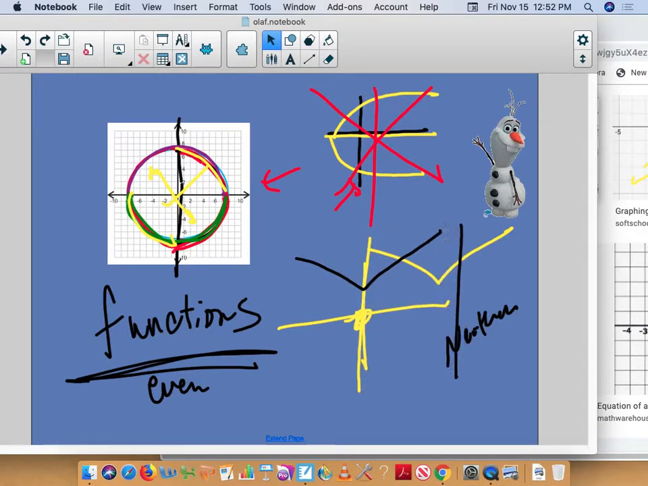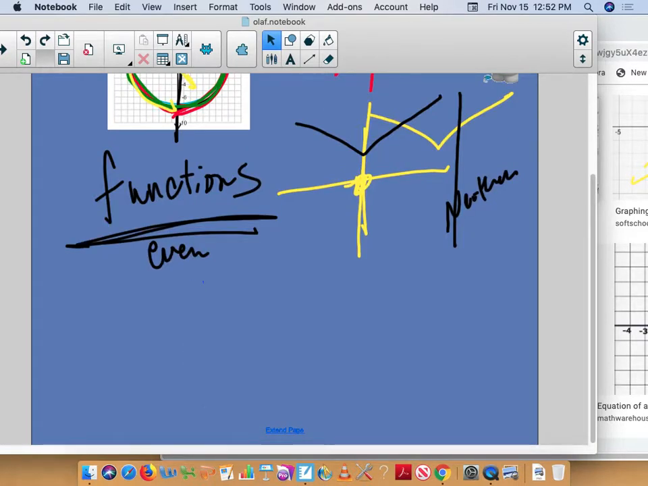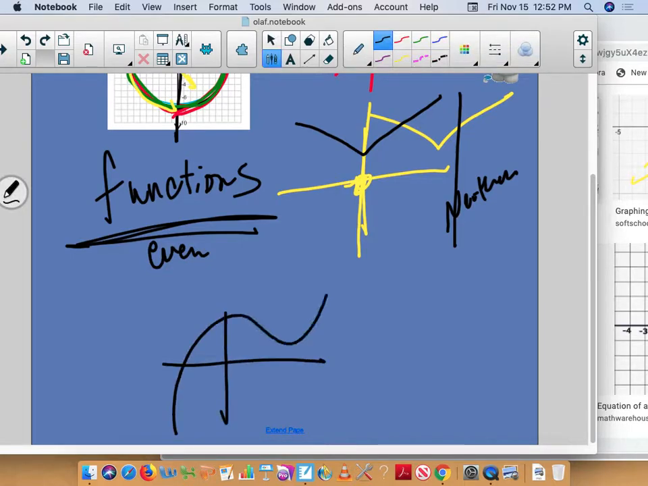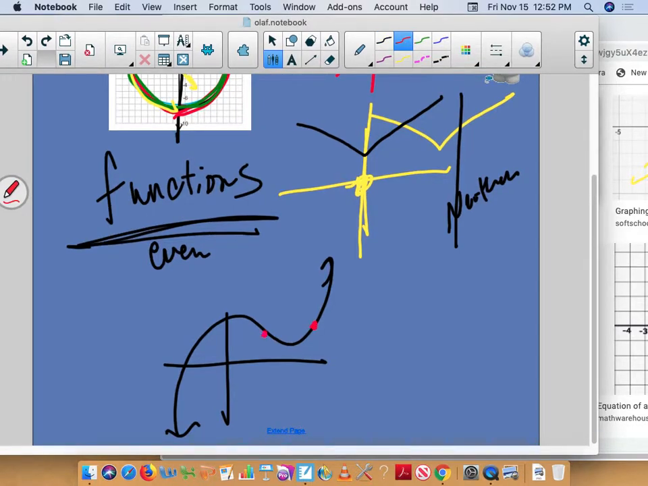So this one's a function. Tons of functions like this one. Here's another one. You'll see all sorts of things like this in algebra. Probably has some symmetry. It looks like this dot might show up over here again. Okay? That is a function.